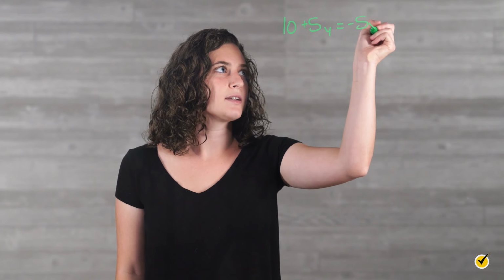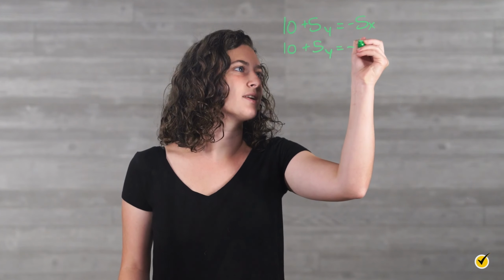Remember, the y-intercept is the point of a function that lies on the y-axis. It is also the point you get when you plug in x equals 0. To find the y-intercept from an equation, plug in x equals 0 and simplify. So for this equation, we're going to start by writing our equation out. We have 10 + 5y = -5x.